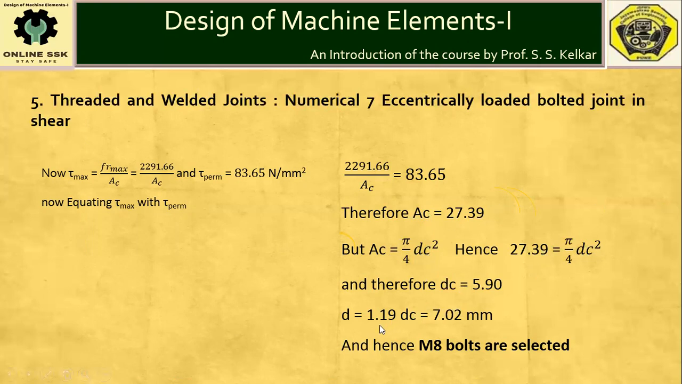Multiplying this core diameter by 1.19, or dividing this core diameter by 0.84, we can find out the value of d, the nominal diameter for the bolt. In this particular case, that happens to be equal to 7.02 millimeter. Next standard size of the bolt is M8. Therefore, M8 bolts are selected for this bolted assembly, which will be safe and acceptable.